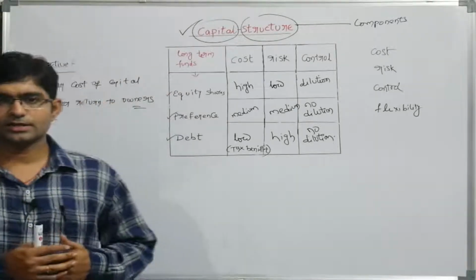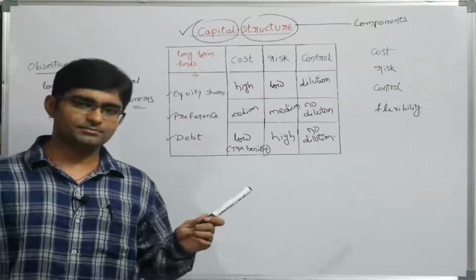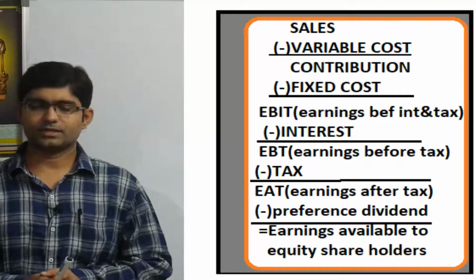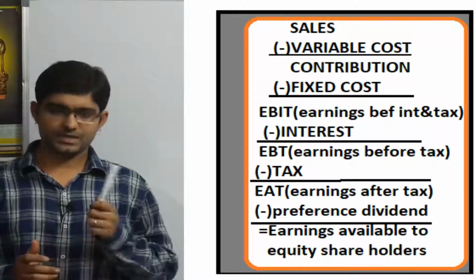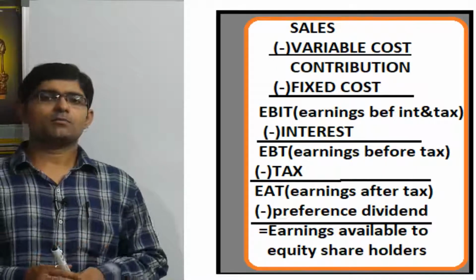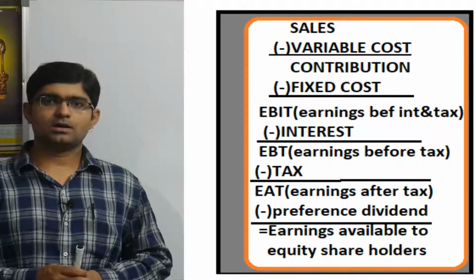But before moving further, let's see about the profitability statement once. Now, the profitability statement starts from sales. Sales minus variable cost equals contribution.